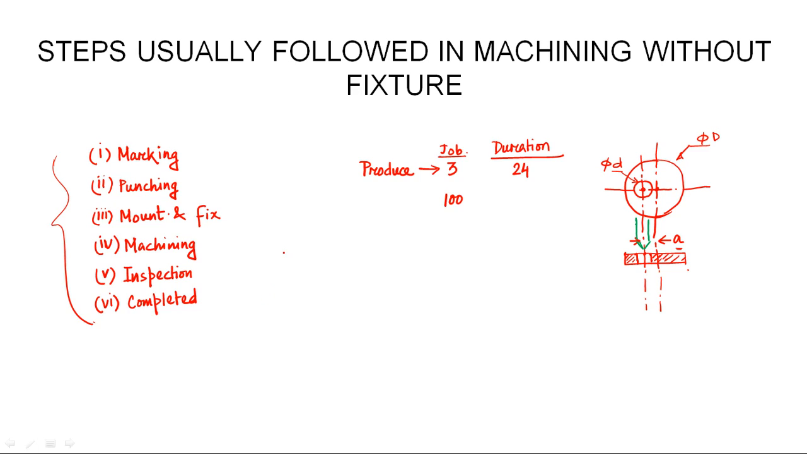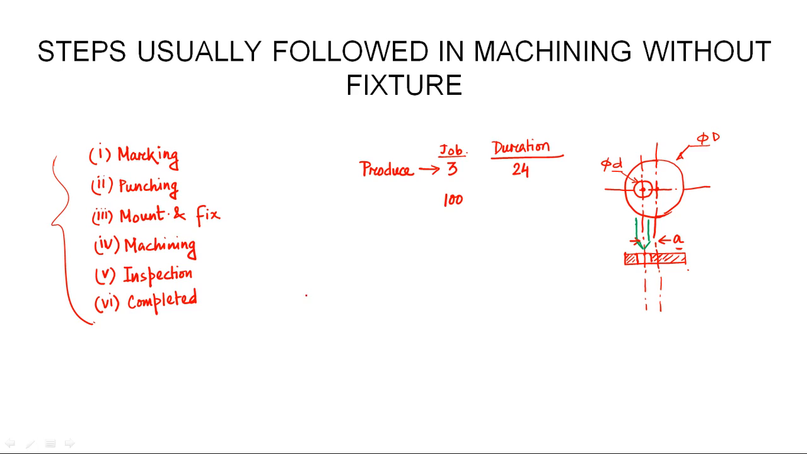So what we have to do, we have to use some systems so that we can eliminate a few of these steps. If we can eliminate those steps, then we can reduce the total duration for completion of 100 products. From that point, the introduction of jigs and fixtures comes. Jigs and fixtures are introduced to overcome these limitations of job size productions.